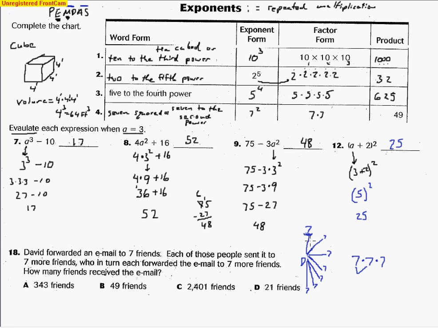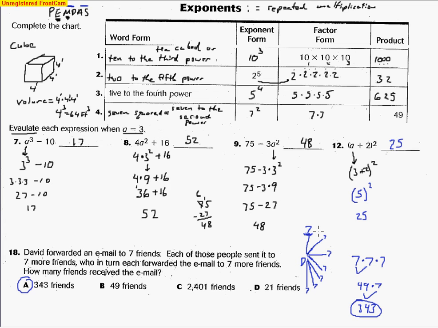Okay, so David sent it out to 7 people. Okay, so we had those 7 people. And then they sent it out to 7 more people. And then we end up with our answer here. So 49 times 7, and that gives us 343. So 343. So the common mistake is that people say 21 because they think, oh, 7, 7, 7, so 7 plus 7 plus 7 is 21. Well, that's not the case, but just look at it.